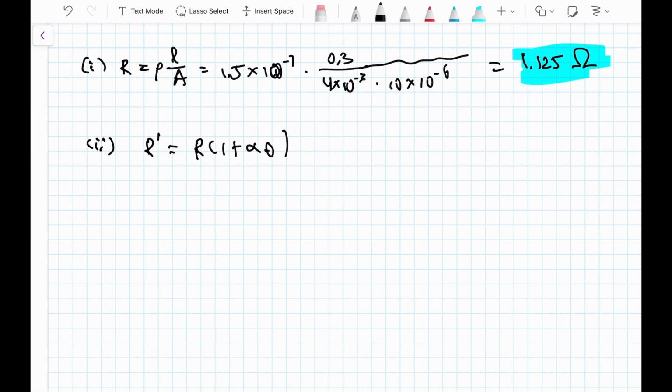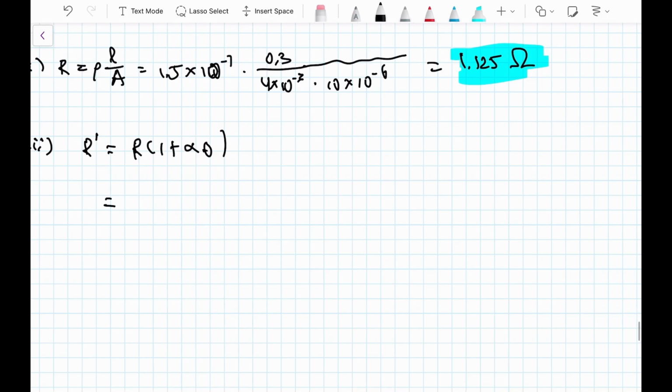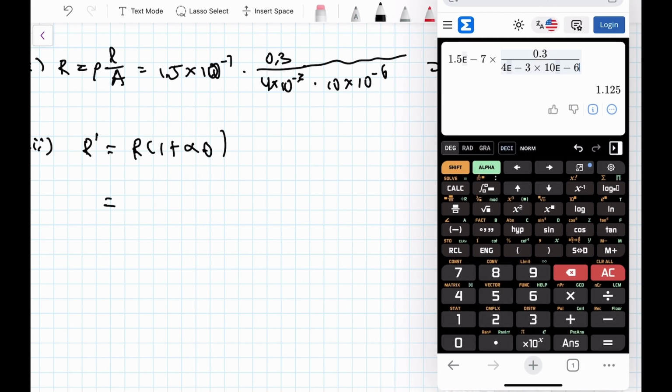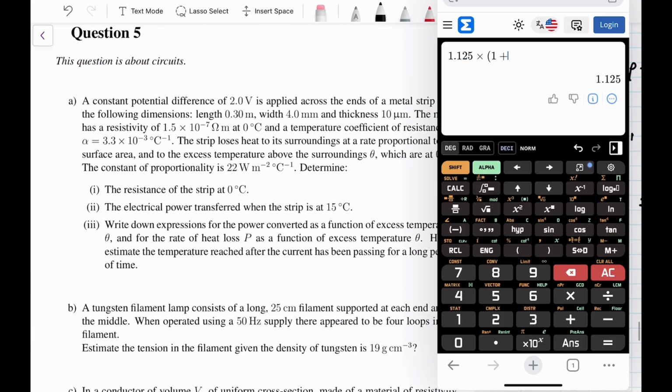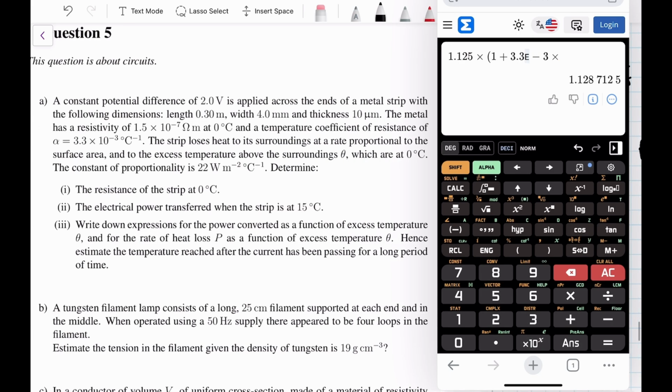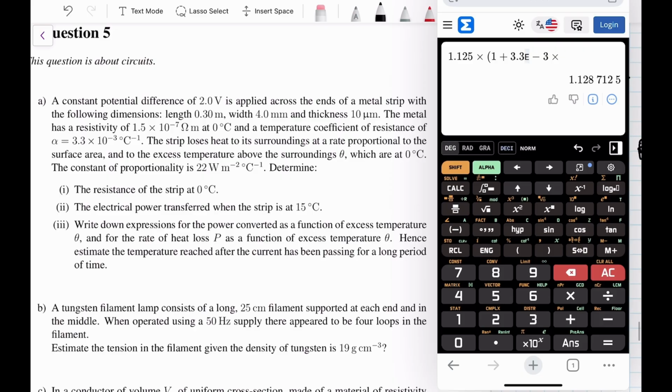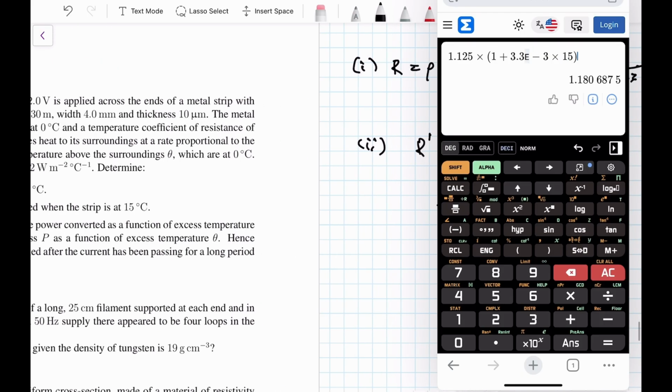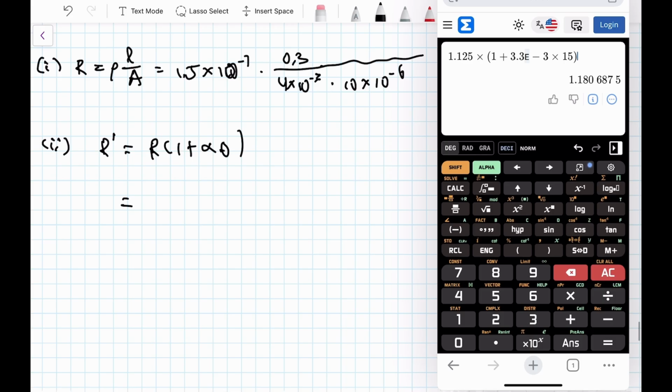And then based on this, we should calculate it out. So we have 1.125 multiplied by 1 plus alpha, which is 3.3 times 10 to the minus 3, multiplied by 15. So that should give us 1.18 ohms.